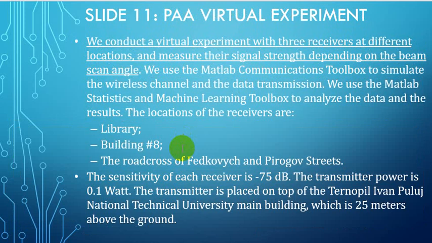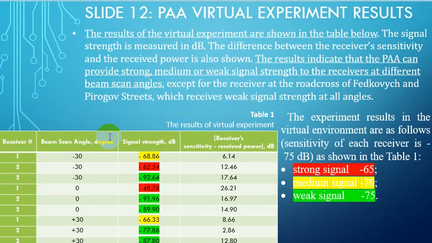We conduct a virtual experiment with 3 receivers at different locations and measure their signal strength depending on the beam scan angle. The results of the virtual experiment are shown in the table below. The results indicate that the PAA can provide strong, medium or weak signal strength to the receivers at the different beam scan angles, as shown in table number 1.